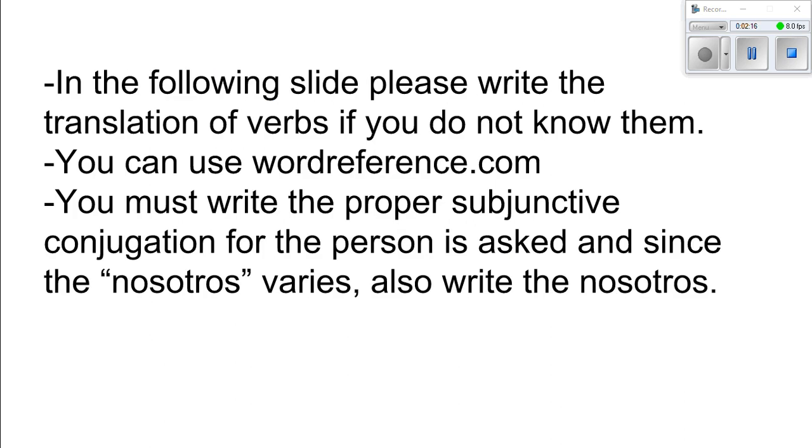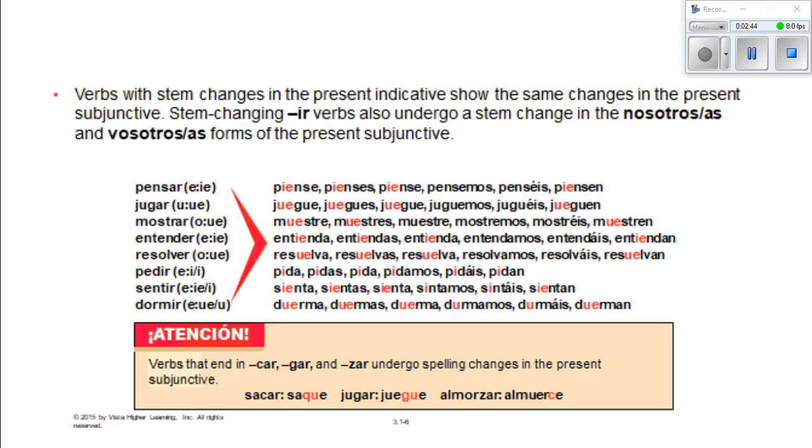For the next slide, I want you to write also always the nosotros form, because it's different from the other forms. And just write the person that is stated on your paper, because you can follow the other ones with the same changes. Okay, thank you.